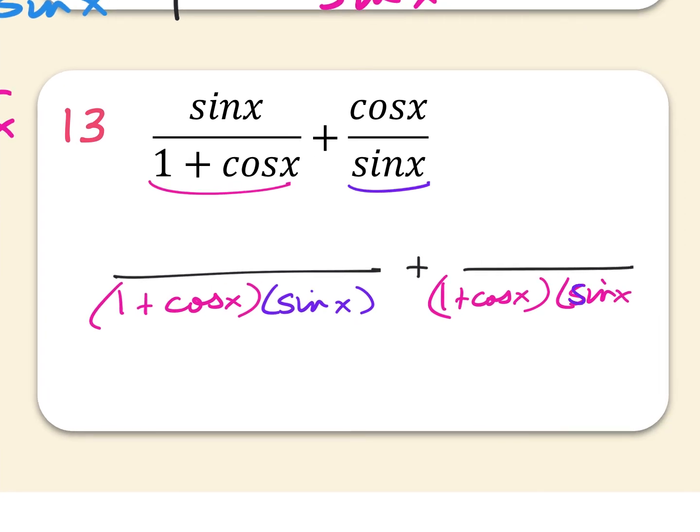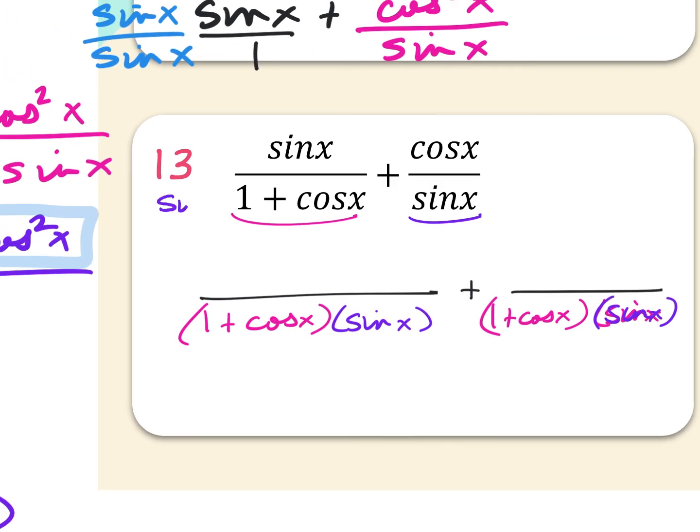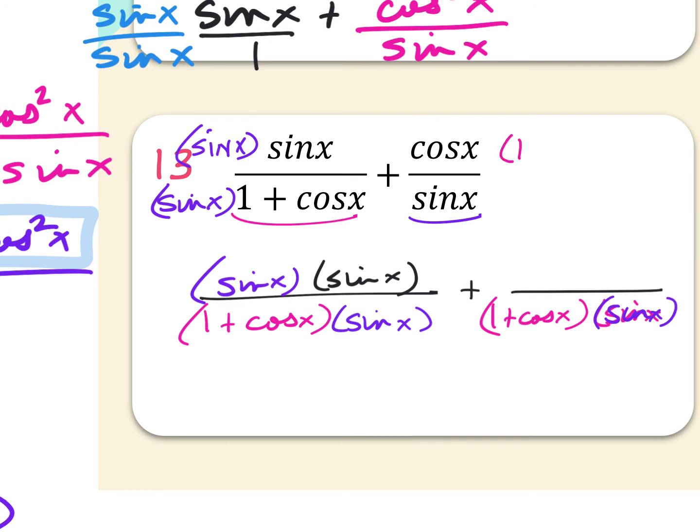Actually, let me do this in purple. Okay, so the first fraction is missing the sine x from the denominator, and whatever you do to the bottom, do to the top. So now this new numerator is going to be sine x times the sine x that's already there. And then the other fraction, this one was missing the 1 plus cosine x. So this will be cosine that was there, and then the 1 plus cosine x.